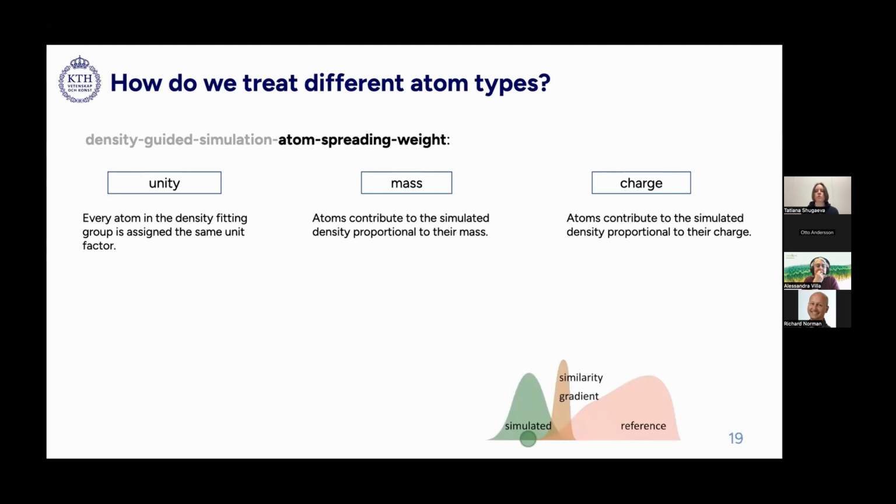Another thing that we should consider for generated density is whether we want atoms to contribute to the simulated density equally, or do we want it proportional to its mass and charge? I think unity is the default one, but I mostly use mass so that hydrogens or some types of atoms could contribute a bit less.